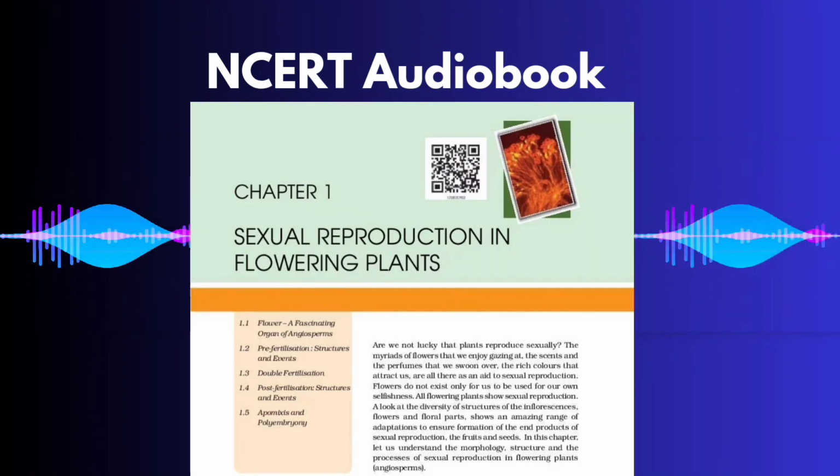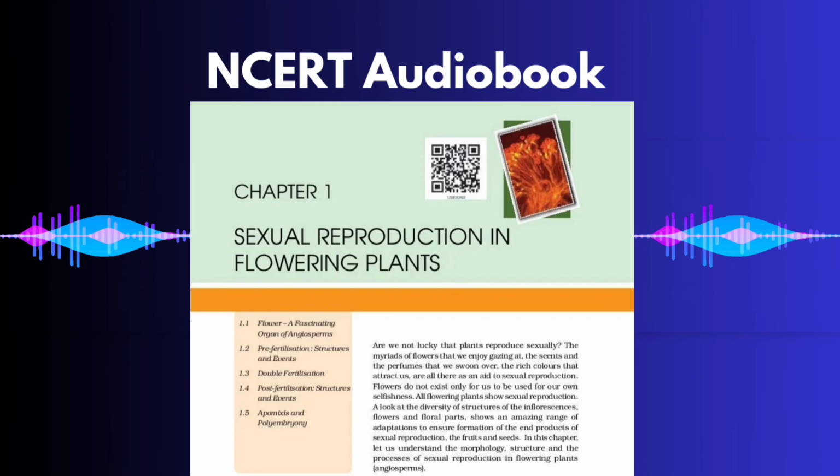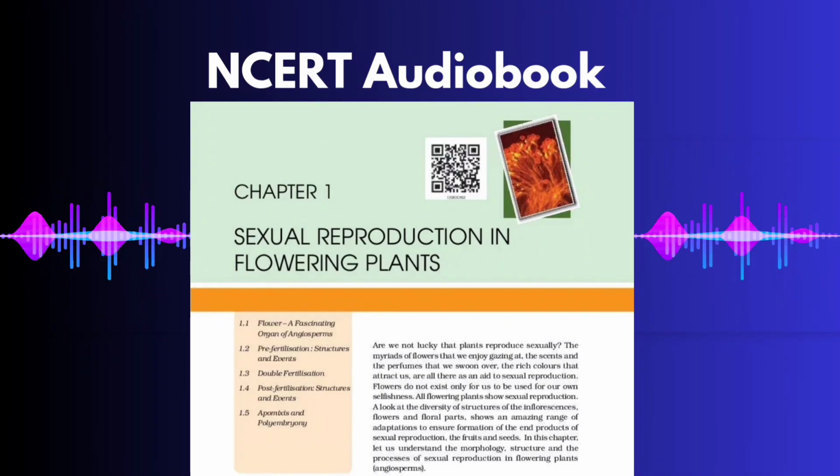2.3 Double fertilization. After entering one of the synergids, the pollen tube releases the two male gametes into the cytoplasm of the synergid. One of the male gametes moves towards the egg cell and fuses with its nucleus, thus completing the syngamy. This results in the formation of a diploid cell, the zygote.